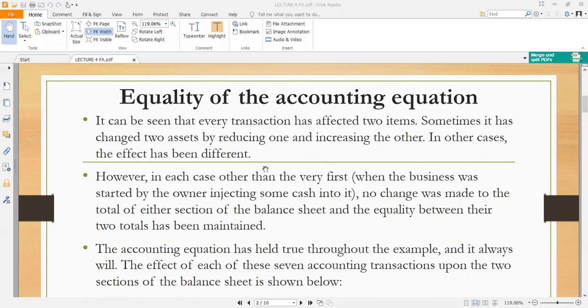Now it can be seen that every transaction has affected two items. Sometimes it has changed two assets by reducing one and increasing the other one, whereas in other cases the effect has been different. This is perceived on the balance sheet that we just looked at. We were able to see that from the assets things were able to move. The different transactions that were given were affecting the equation differently, and because of that difference comes the issue of equality of the accounting equation.